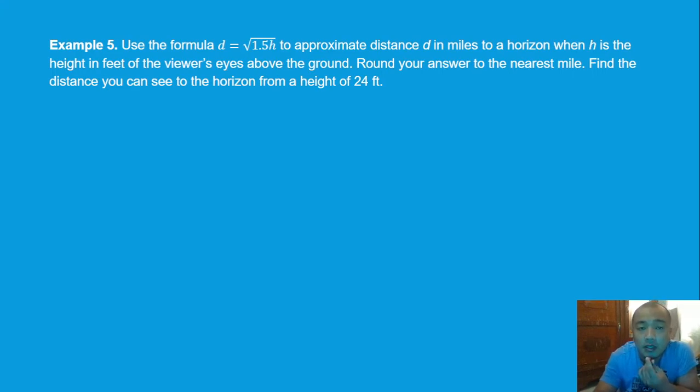Example 5. Use the formula d equals square root of 1.5h to approximate the distance d in miles to a horizon, where h is the height in feet of the viewer's eye above the ground. Round your answer to the nearest mile. Find the distance you can see to the horizon from a height of 24 feet.